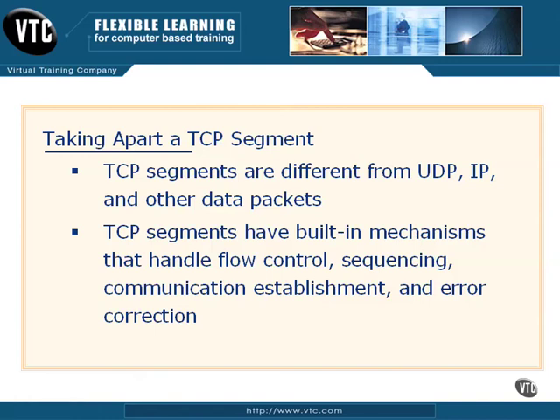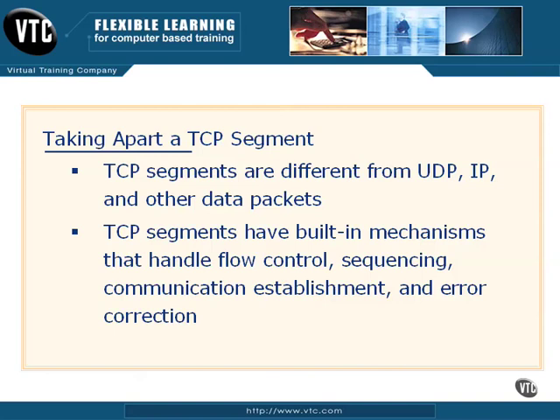Now that we've talked about some general things about packet construction in general, let's look particularly at a TCP segment. Let's take a TCP segment apart so you can see what it looks like. TCP segments are a little bit different from UDP, IP, and other kinds of data packets because they have different functions built into them, and so they require a different packet construction. They do have some things in common with these other kinds of data units, however.